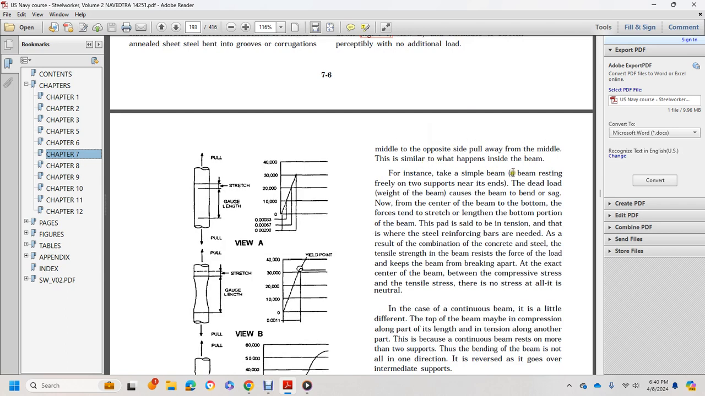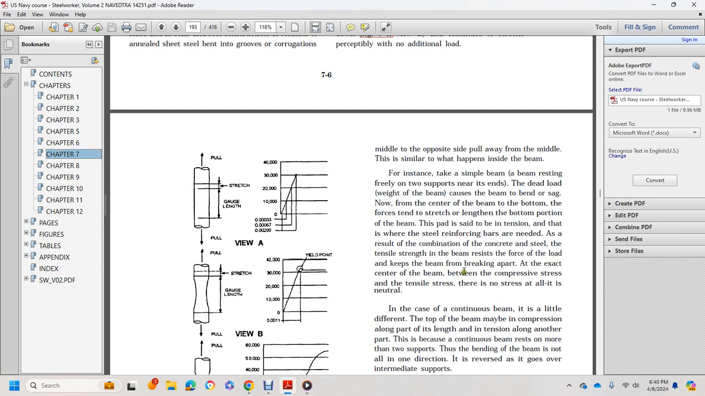For instance, take a simple beam resting freely on two supports. The dead load, the weight of the beam itself, causes the beam to bend or sag. Now the center of the beam to the bottom is forced into stress, a stretching length in the bottom portion of the beam. The bottom is said to be in tension, and that is where the steel reinforcement bars are needed. The combination of concrete and steel with the tensile strength of the beam resists the load to keep the beam from breaking apart.